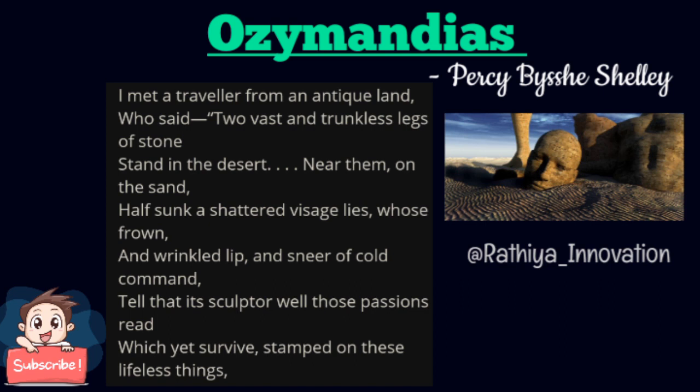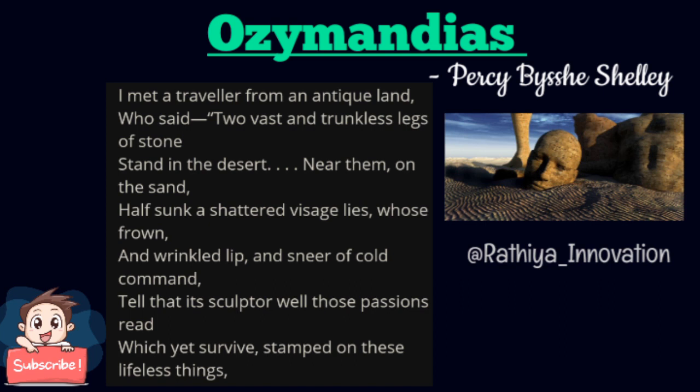Then he said: two vast and trunkless legs of stone. The second line is spoken by the traveler, who starts to narrate a few things about a statue that stands in the land, and it has two big trunkless legs of stone. So the statue is made of stone. Trunkless legs refers to lacking a body. So the statue has no body, but only two large legs.